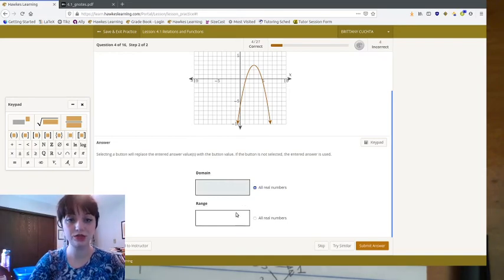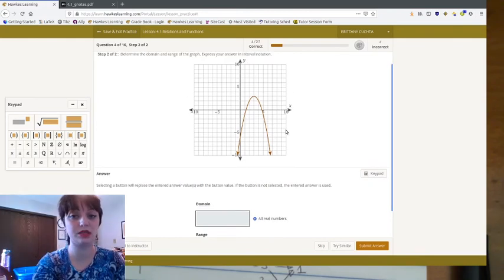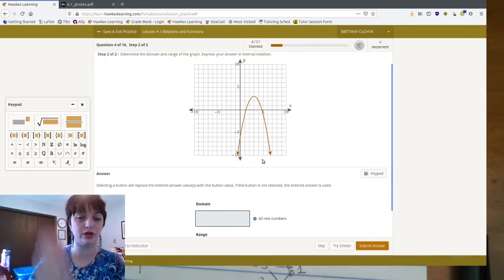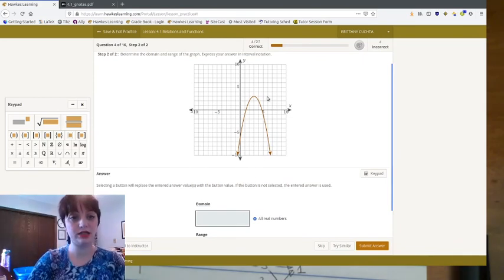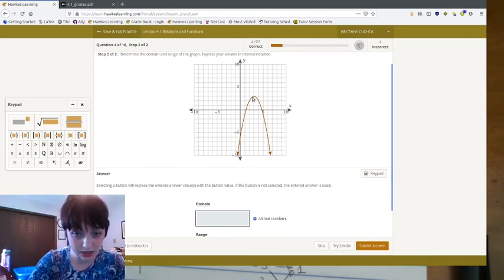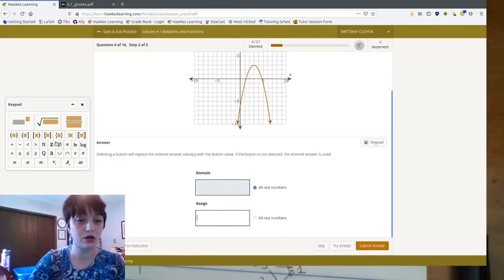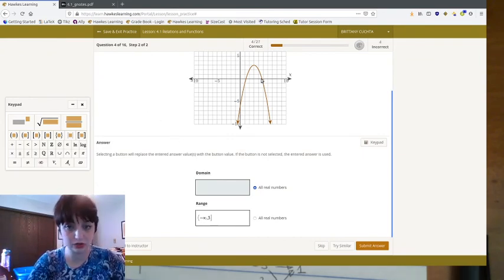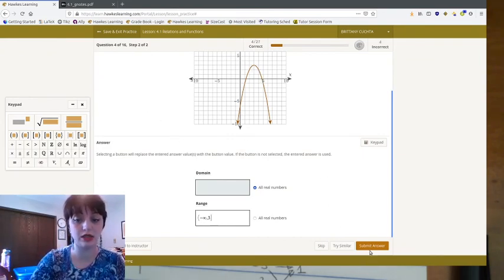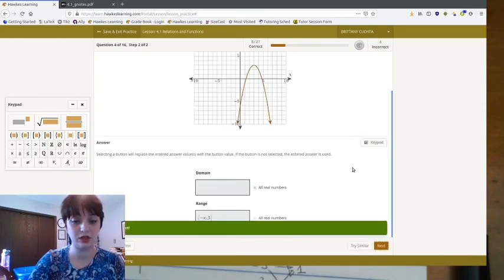My range is the y's. So if I were to collapse this onto the y-axis, it goes all the way down to negative infinity. Sorry, I'm touching my screen, you can see my finger. I go all the way down to negative infinity, but it doesn't go up to positive infinity. It stops right here at 3, right? So negative infinity up to positive 3, and you do include 3 because this is a solid line. All right, done.